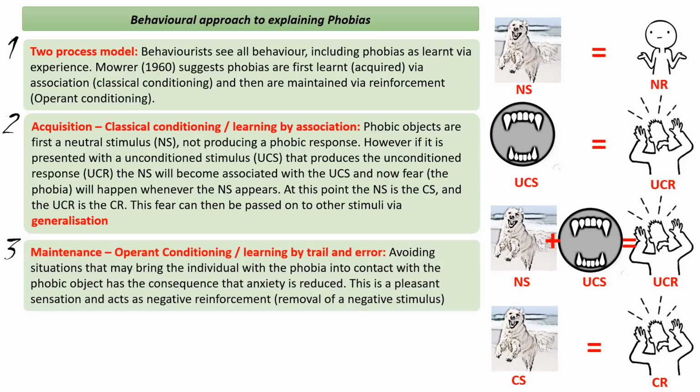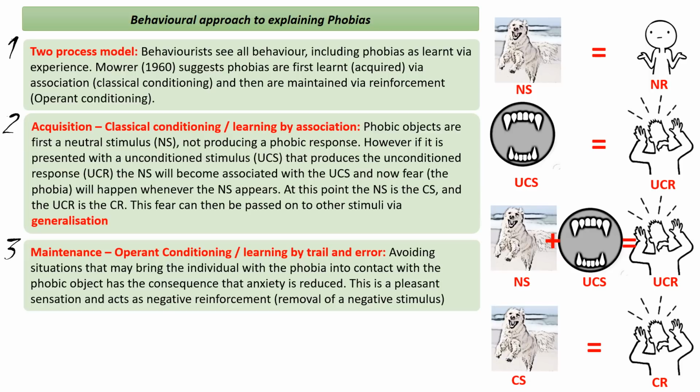So we suggest that phobias are maintained through operant conditioning. Operant conditioning is learning by trial and error. A person with a phobia is aware they have this phobia and they might try and avoid scenarios which put them in contact with this phobic object. So you can imagine if someone has got a phobia and they're imagining a situation in the future which is going to put them in contact with the phobic object, they're going to start to feel anxious. Now if they can then avoid the situation, the anxiety will reduce, and that's a pleasant feeling, the reduction of anxiety. That's then going to reinforce this phobia because there's a removal of this negative stimulus.